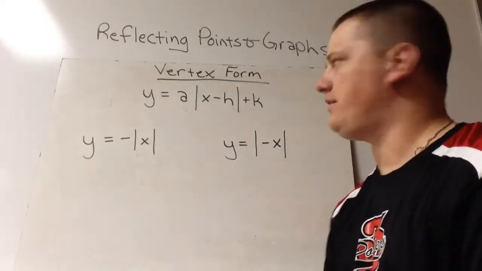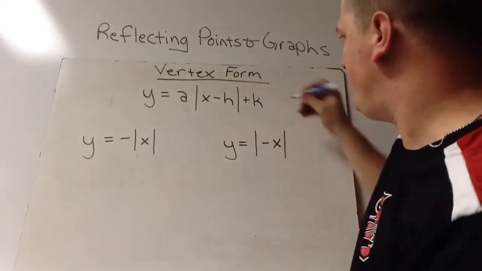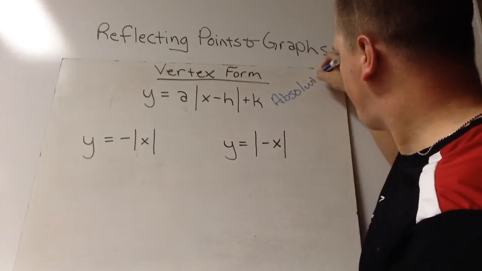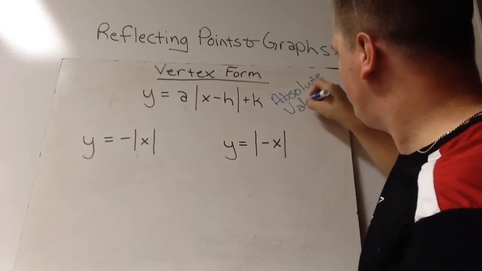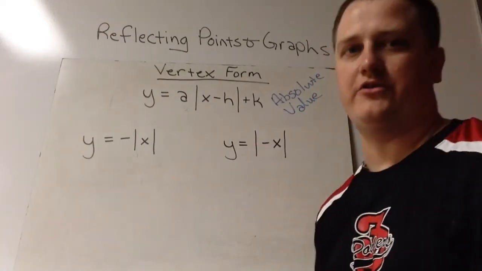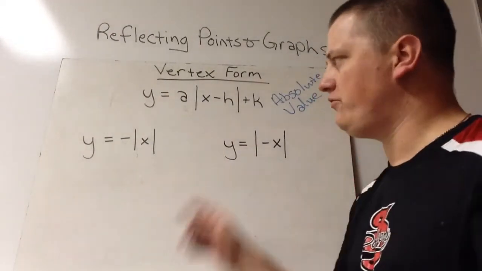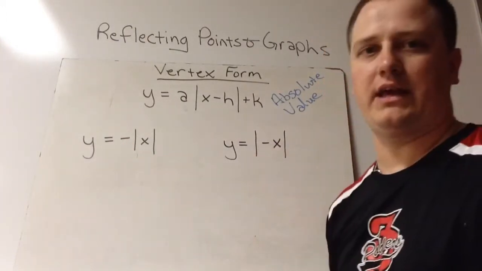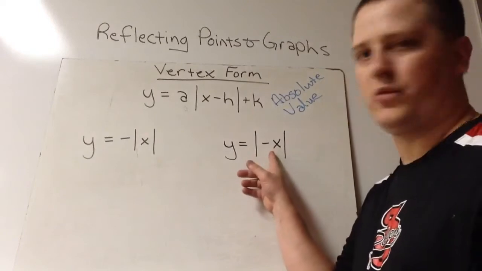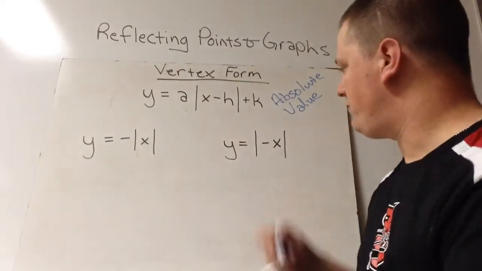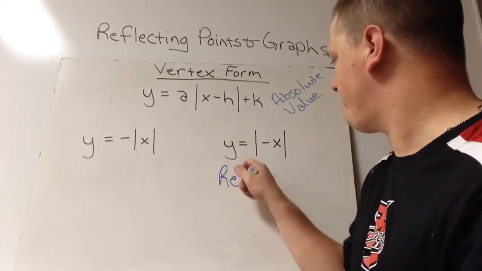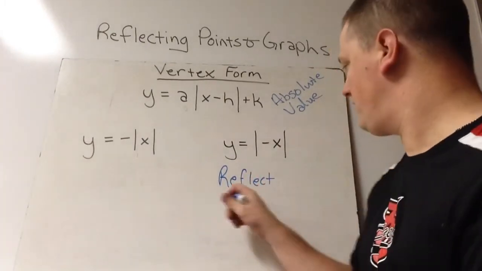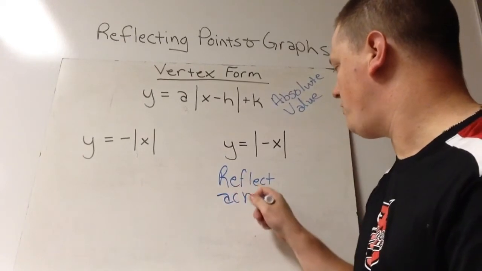So what we have here is vertex form, and this is an absolute value equation. And I've got two versions, one with the negative on the outside, and one with the negative on the inside. This one is grouped with the x, so this would be reflection when it's grouped with the x. That would be across the y-axis.